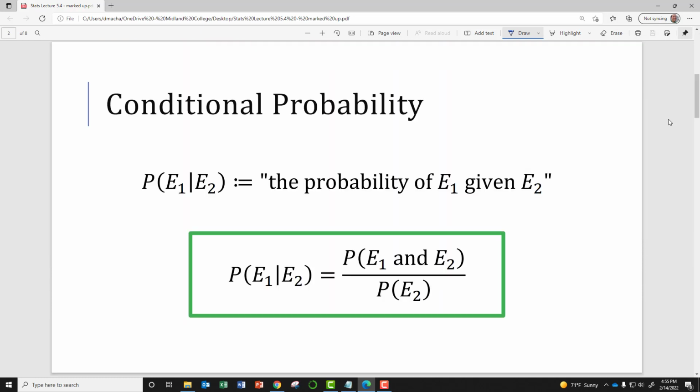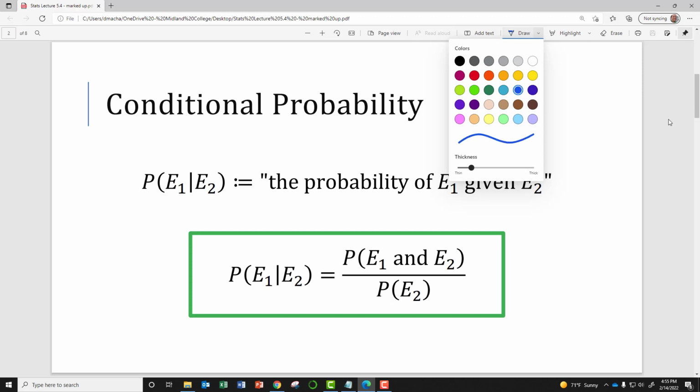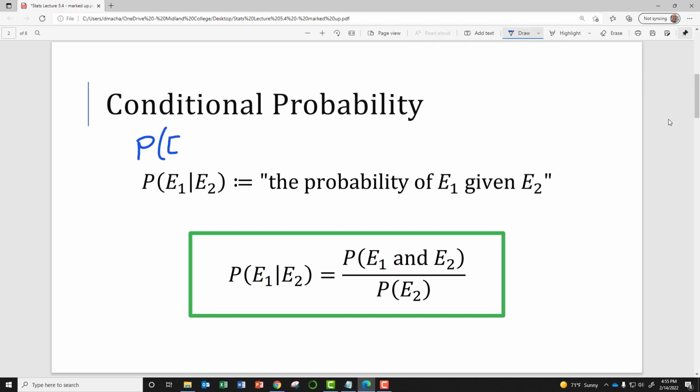And to begin with, we're going to introduce the idea of a conditional probability. The notation we use when we talk about conditional probability is this. We say, what's the probability of event 1 occurring given that I know event 2 has already occurred? So we use a little vertical line to separate event 1 and event 2. And the way you read this out loud is the probability of event 1 given event 2 has already occurred.